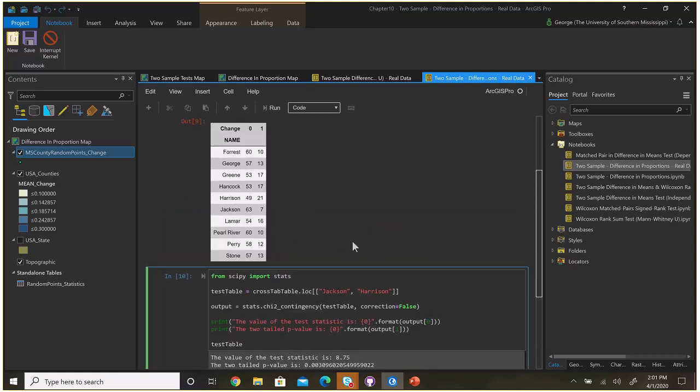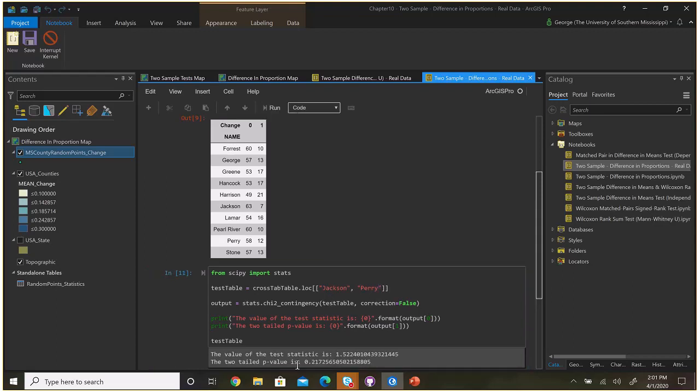So we can compare any two counties this way. We could compare Perry to Jackson. Okay, Perry to Jackson. Yeah, that's back to where the value's high. Okay, test statistic not as high as it was before when we were comparing Lamar and Harrison, but it is 1.5 standard deviations away, which gives us a p-value of 0.21, which is still going to be greater than 0.05 or half of 0.05.